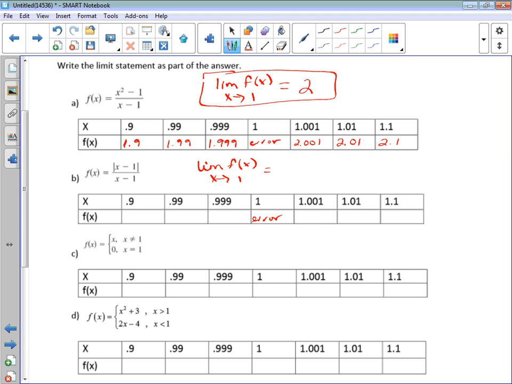All right, guys, let's fill in our chart here. So 0.9, what'd you get? Okay, 0.99, what'd you get? 0.999. Okay, what about 1.001? 1.01? 1.1? Okay. So, from the left and from the right, are they meeting? Do they match? No. So what are you going to tell me about the limit? Does not exist. Good. Okay, and remember this notation. Limit of f of x as x approaches 1 does not exist. That's the funny notation.